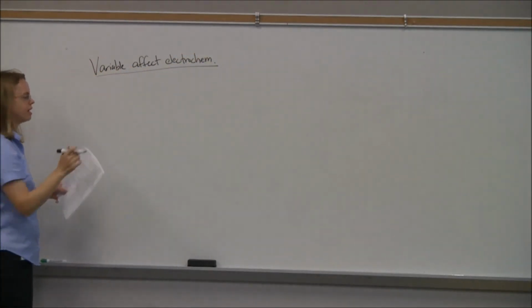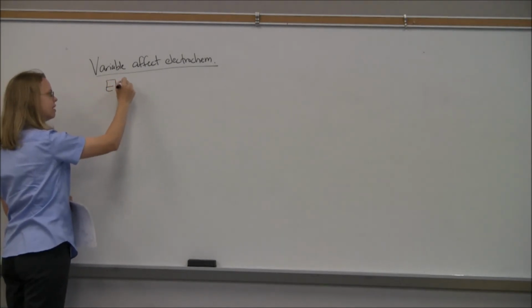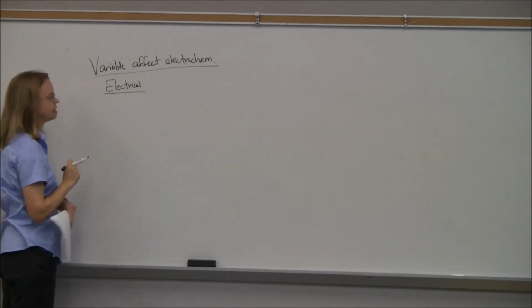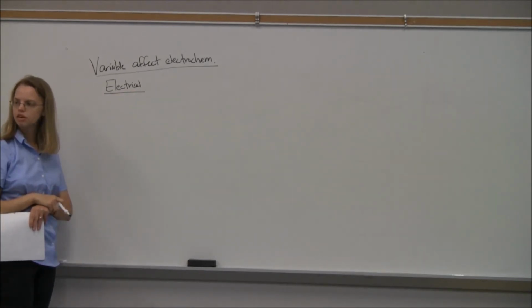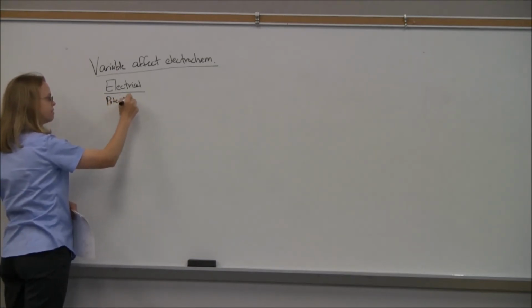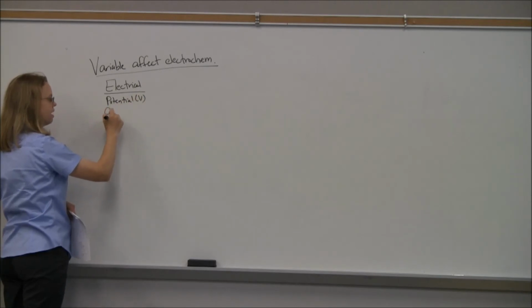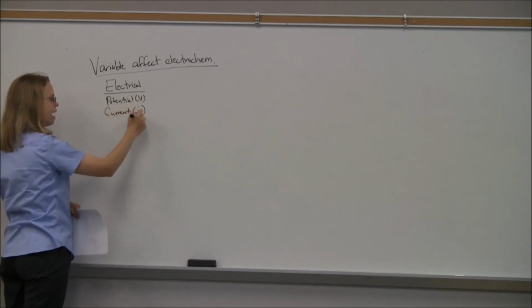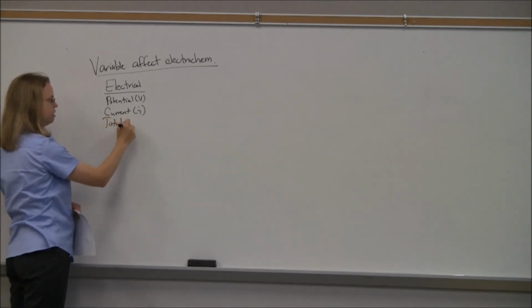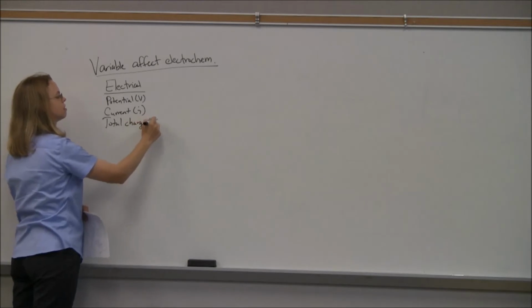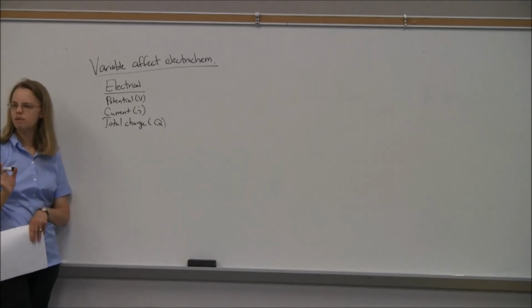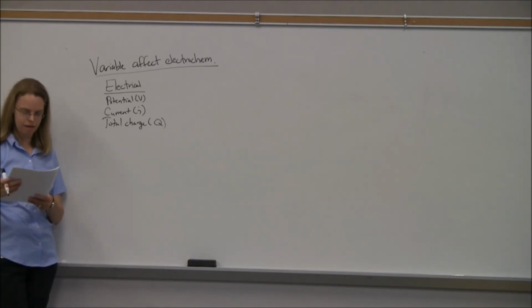And so we can classify these variables into various categories. So electrical variables, things that are going to change in electrochemistry. We already talked about some. We talked about potential, so we could change the voltage. We talked about current, we could have different amounts of that. We've talked about charge, so some methods will look at charge. We're going to see these variables a lot, that we can manipulate.